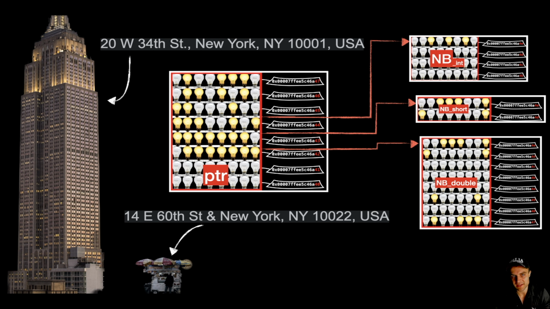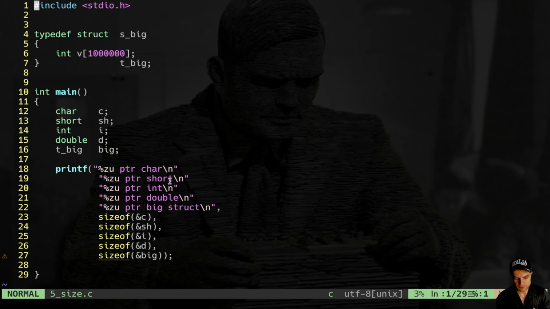That's the same idea, okay? That's the same principle. So here, my friend, I have a little program that is showing you this. I have a char, a short, an int, a double, and then I have a type big, which is just a struct that contains a big array. Here I have 1 million integers, so I have 4 megabytes, okay?